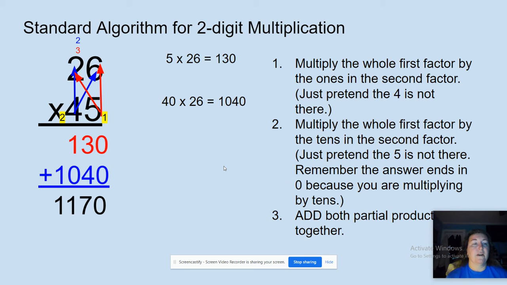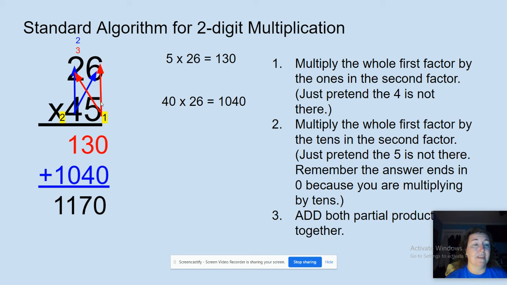There are a lot of colors and arrows on here. We'll start with this number 1. When you're multiplying 26 times 45, the first thing you're going to do is just multiply the 26 times 5. If we were in class, I'd cover up that 4 with my hand. And we know how to do 26 times 5. We say 5 times 6 is 30. Put the 0 in the ones place, regroup the 3. 5 times 2 is 10, plus the 3 that I regrouped is 13. So 5 times 26 is 130.